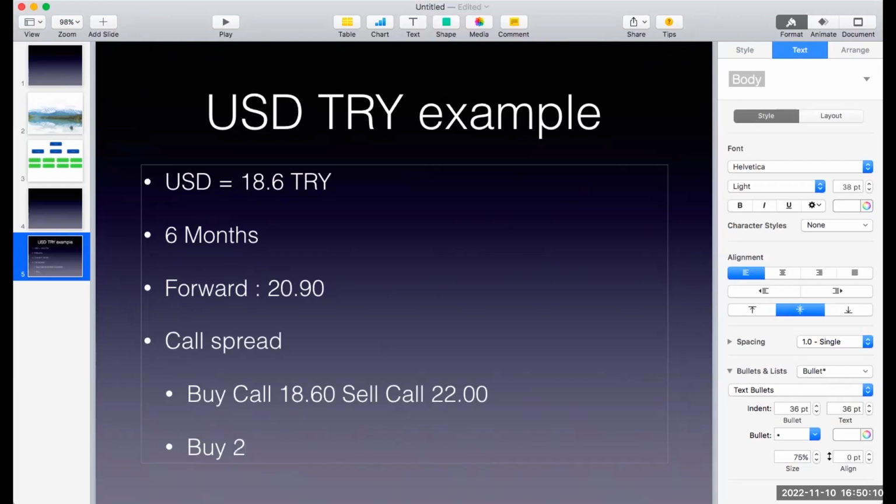So he said, okay, buy call 20 and sell call 25. So you are protected at 20 till 25. And since it is a call spread, if TRY appreciates, Turkish lira appreciates and moves to 16 or 15 or 14, even temporarily, you do not have a risk. You are protected.